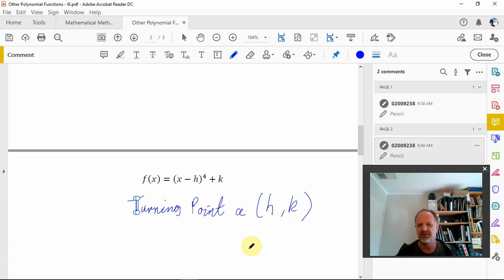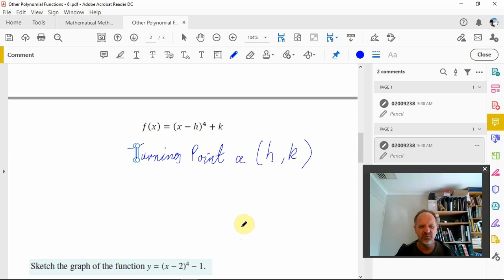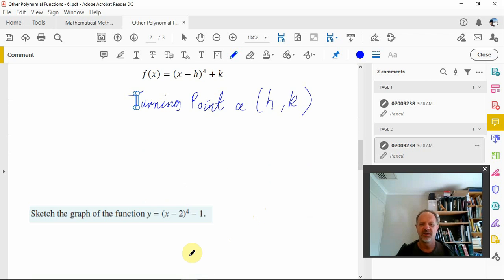All the other stuff that we do, finding x and y intercepts, is all still the same as we've always done. So let's have a look at a couple of examples. I'm going to sketch the graph of the function (x minus 2) to the power of 4 minus 1. What I know straight away from that is a turning point at 2, negative 1. Straight away I know that.